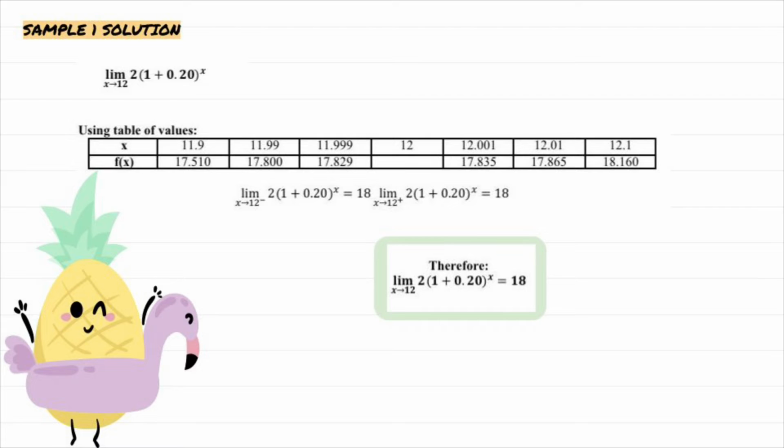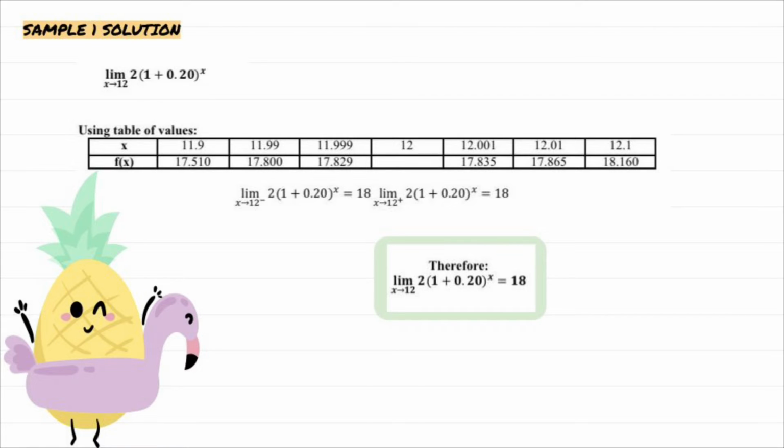So we simply do the same thing with the x values coming from the right side, like 12.1 giving us 18.160, 12.01 giving us 17.865, and the corresponding value of 12.001 is 17.835.